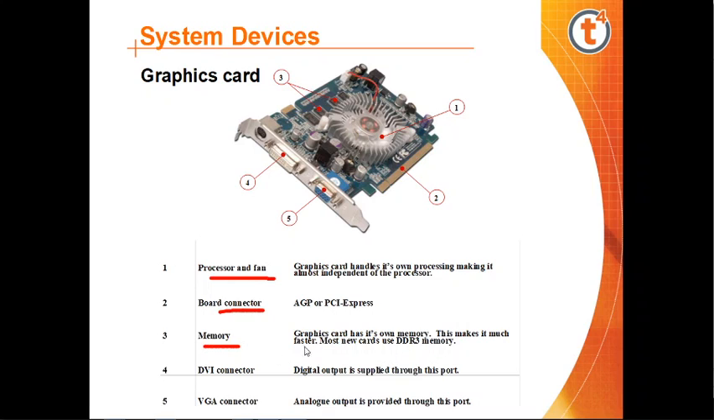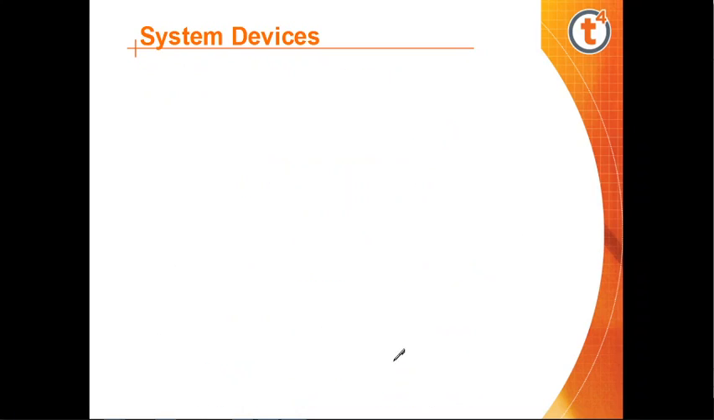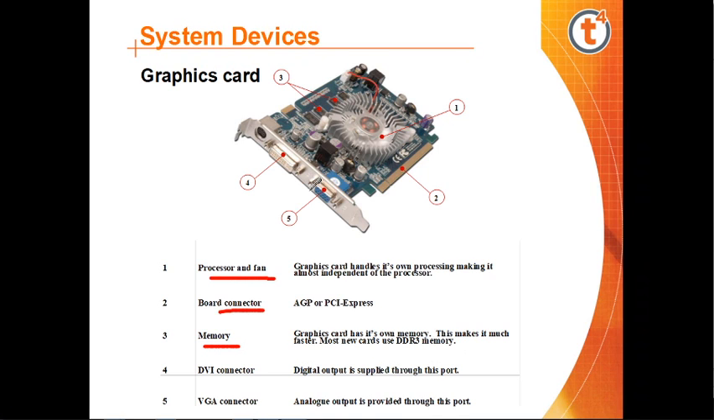So memory is there, and the graphics card has its own memory. This makes it much faster. Most new cards use DDR3 memory. So for speed purposes, we need to use DDR3 memory here. Next, the DVI connector: digital output is supplied through this port. The VGA connector: analog output is provided through this port.